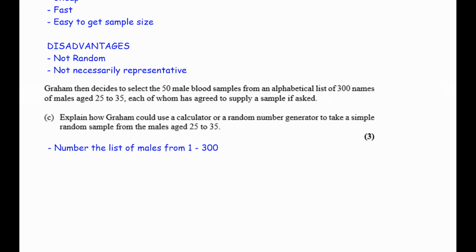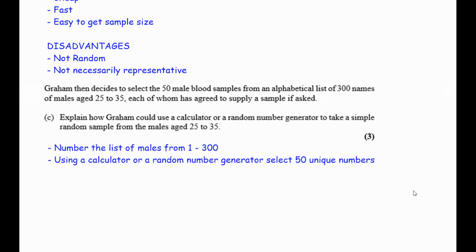All right, so first Graham should go ahead and number the list of males from 1 to 300. Okay, and then we can use the calculator or random number generator suggested in the question to select 50 unique numbers. I mentioned unique as in if a number comes up a second time, we'd have to ignore it and try again for a new number. Okay, and then lastly, the males corresponding to the numbers will form the sample. And that's how we're going to pick a simple random sample.